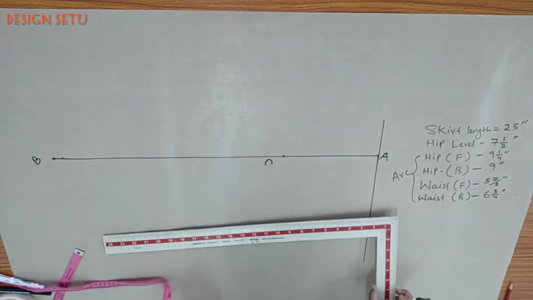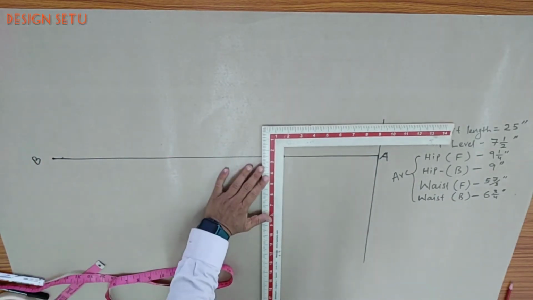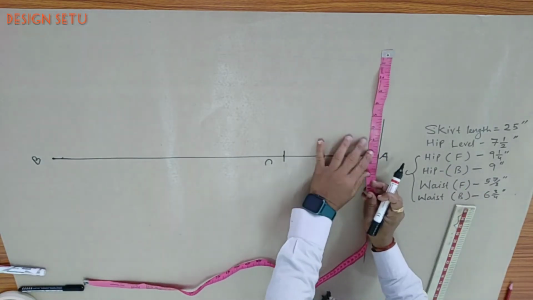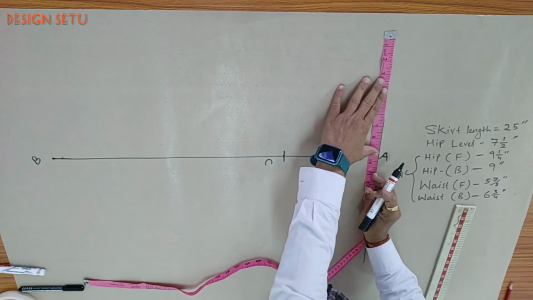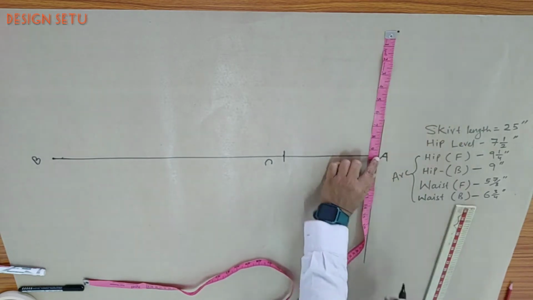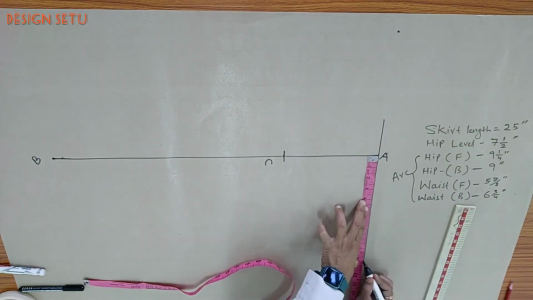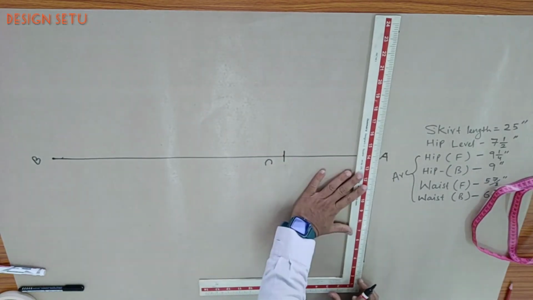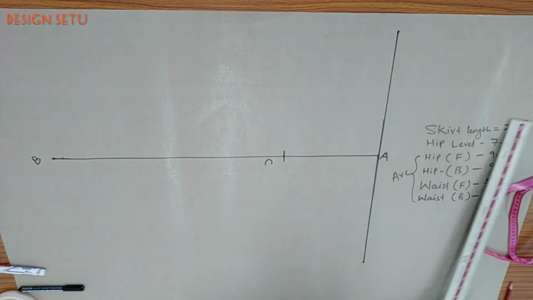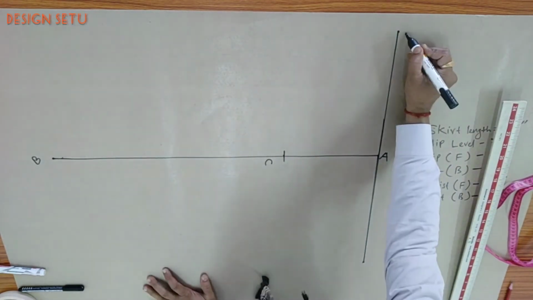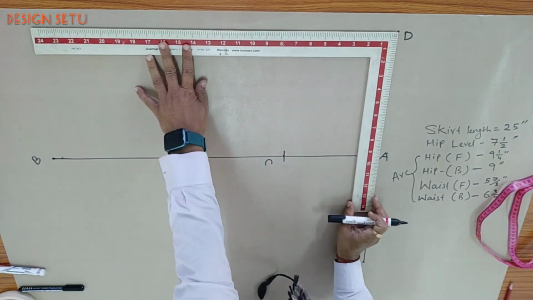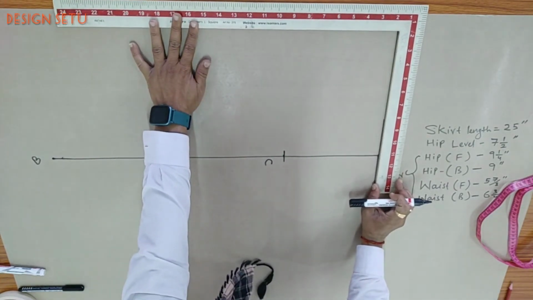Now from points A, B and C, square up and down. So we have marked points A, B and C. We will now mark point D. A to D is hip arc back plus half an inch. Your hip arc is 9 inch plus half an inch, so total A to D is 9.5.